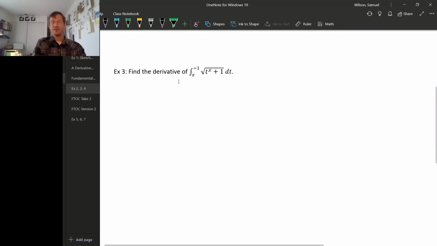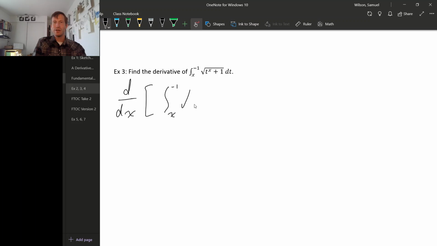How about finding the derivative of this area function? So derivative with respect to x of the integral from x to minus 1 of the square root of, oops, I have a typo here. I meant for this x to be a 2. Okay, so square root of t squared plus 1 dt.